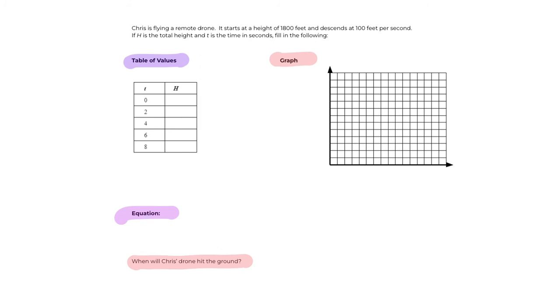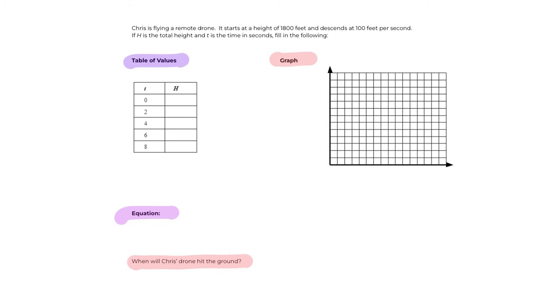Okay, I'm going to read it out loud, make sure we're all good. Chris is flying a remote drone. It starts at a height of 1,800 feet, that is 1,800 feet, and descends at 100 feet per second. If h is the total height and t is the time in seconds, fill in the following.